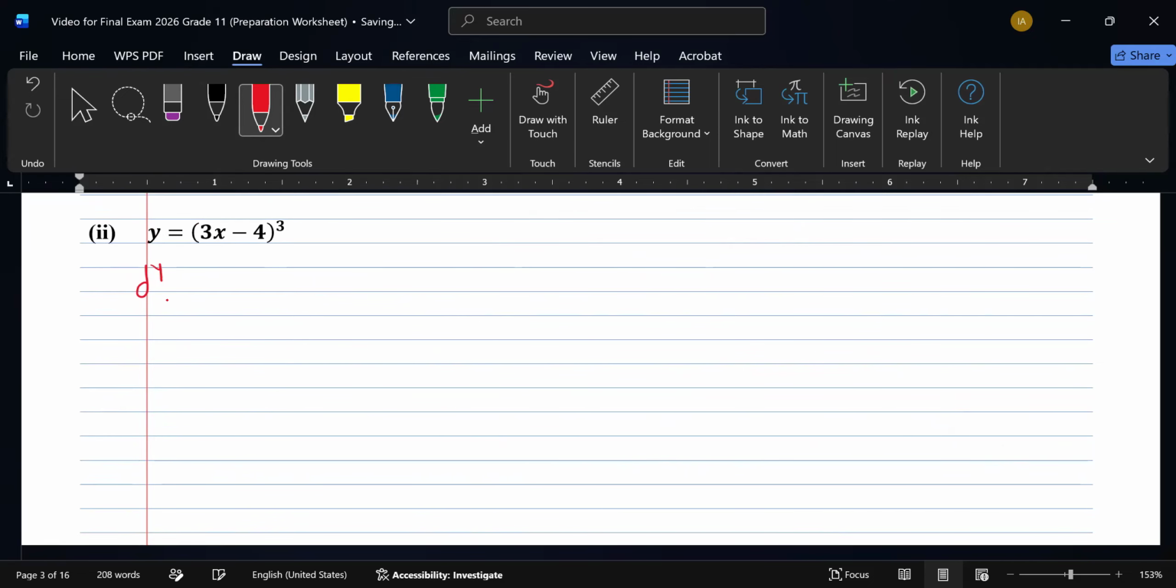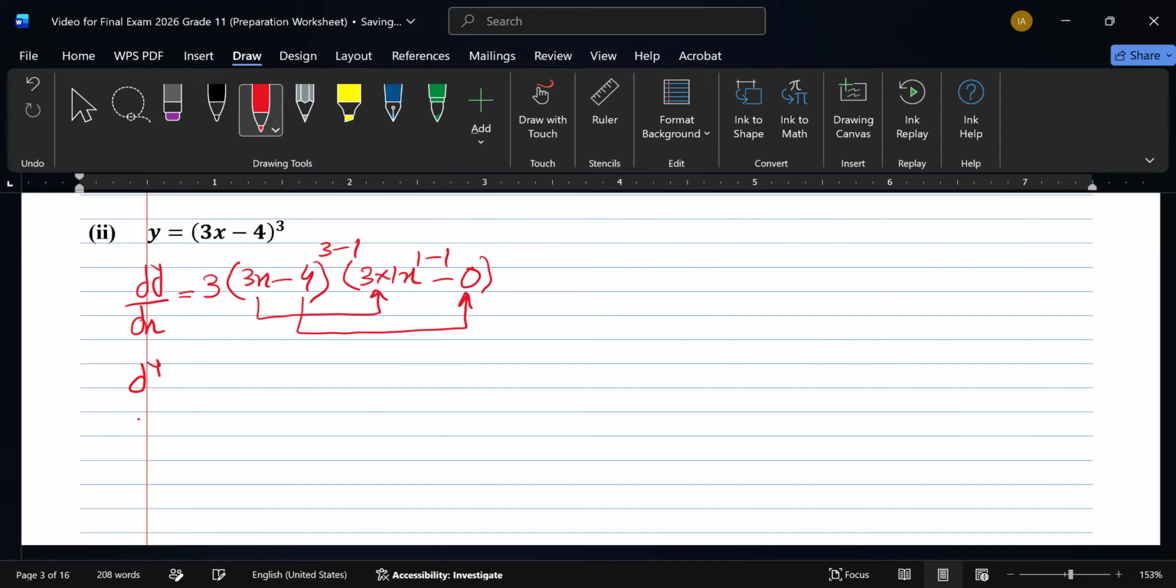So dy over dx says first bring down this power and do not change the bracket at all. Then subtract 1 from the power. Draw another bracket. Now differentiate the first part of the bracket, which is 3x. It's going to be 3 times 1, x power 1 minus 1. Now we differentiate the second part of the bracket, which is negative 4. It's a constant, therefore the derivative must be 0.